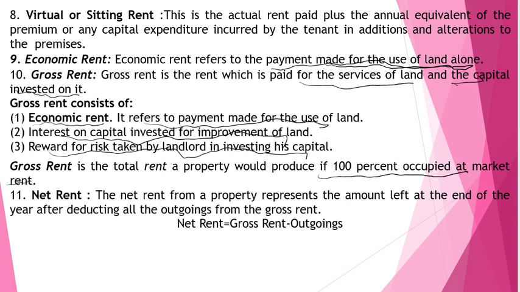Net rent. The net rent from a property represents the amount left at the end of the year after deducting all the outgoings from the gross rent. So net rent is equal to gross rent minus outgoings.